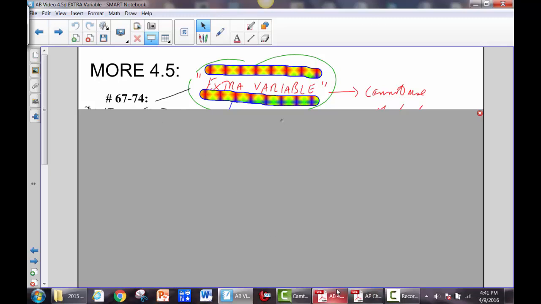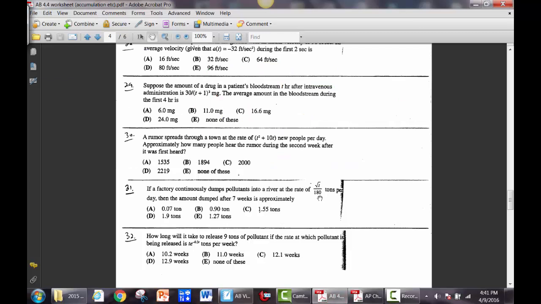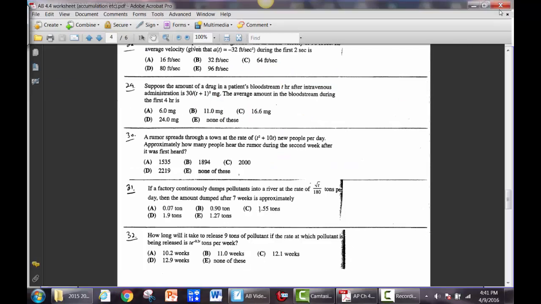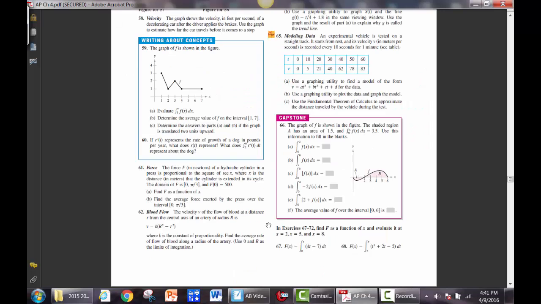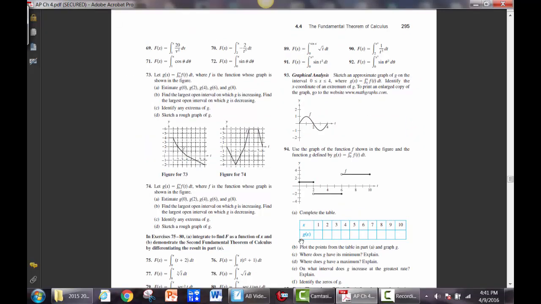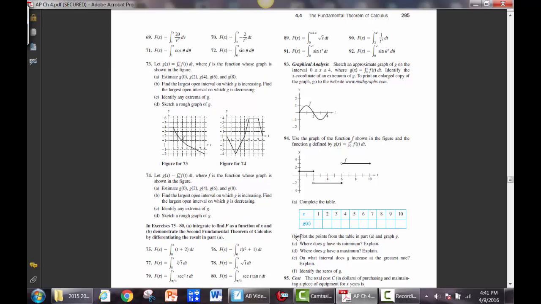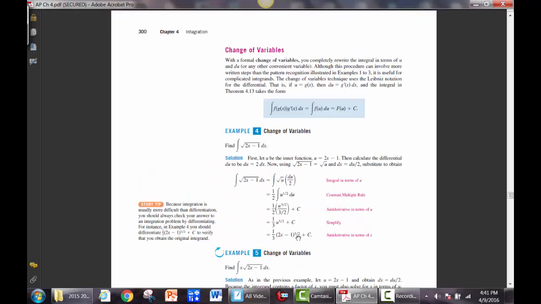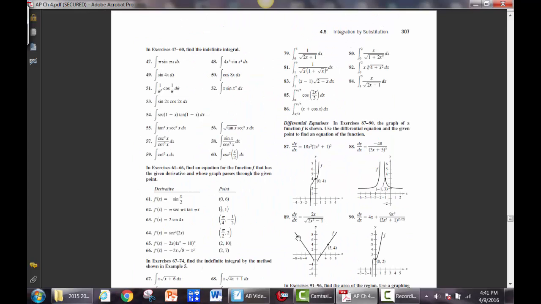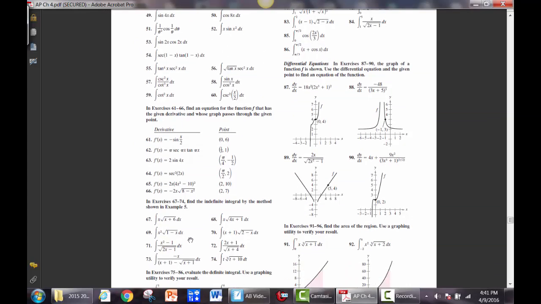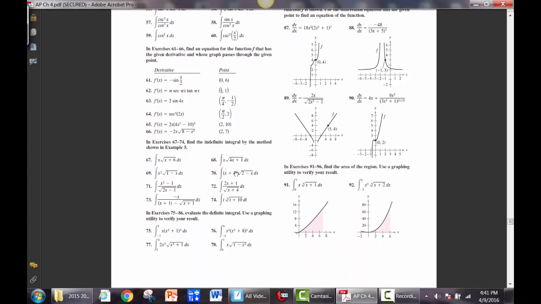If we look at numbers 67 through 74 in 4.5, it says find the indefinite integral by the method shown in example 5. You'll notice what happens in every single one of these is we're going to have a leftover variable.